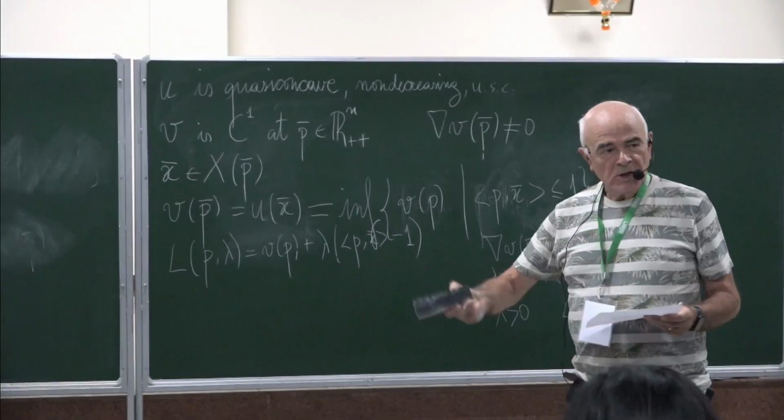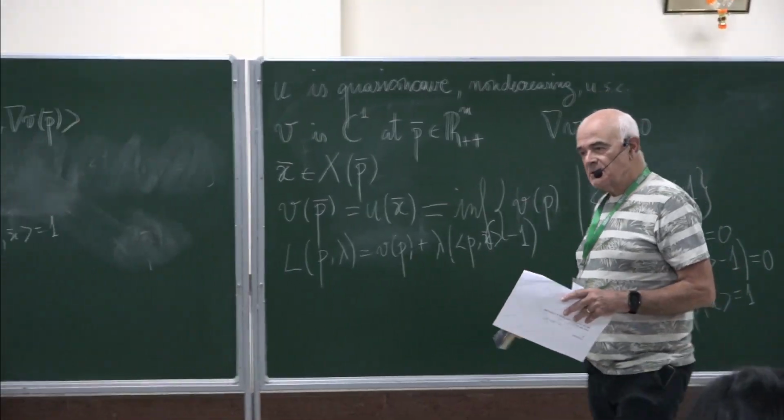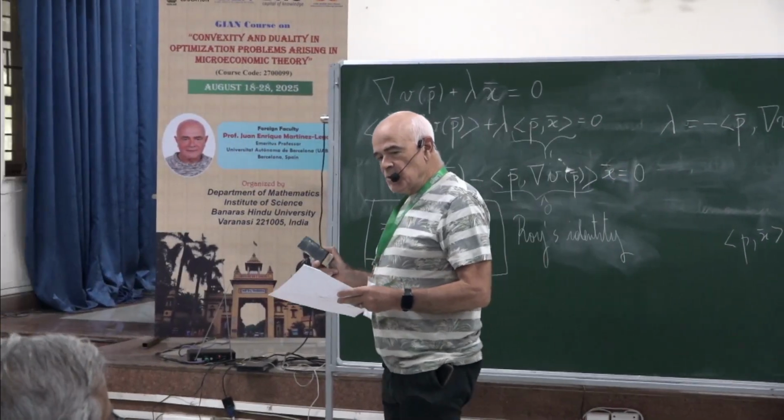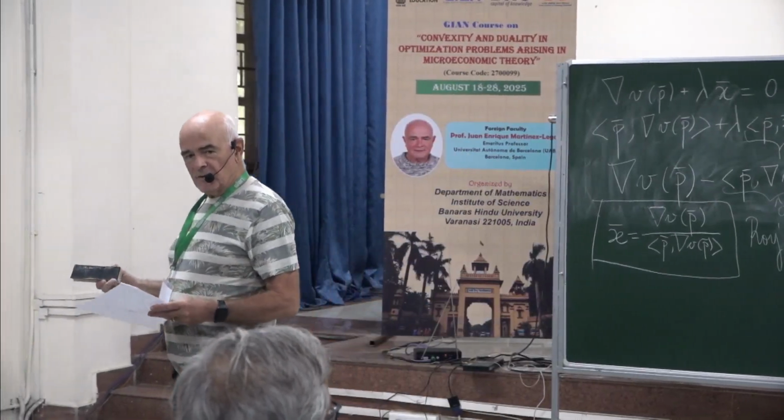Now, whenever we obtain a result, either in production theory or in consumer theory, we run to illustrate it with Cobb-Douglas and Leontief.